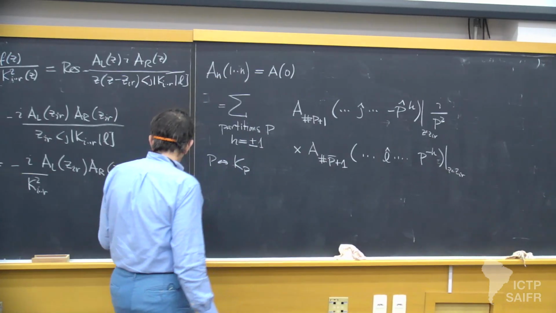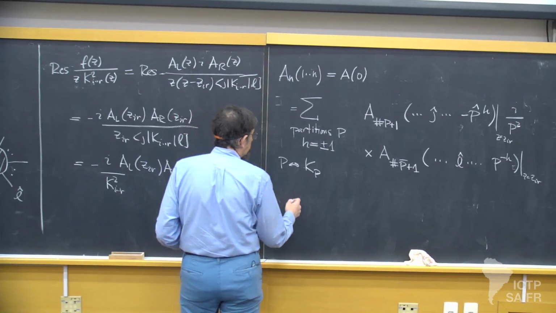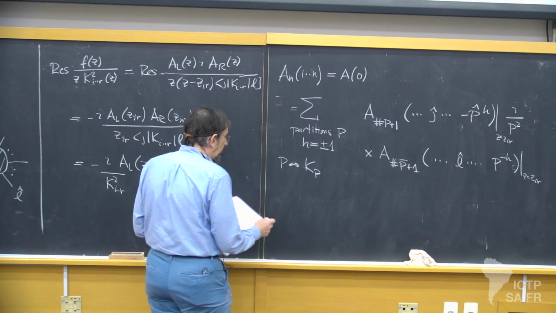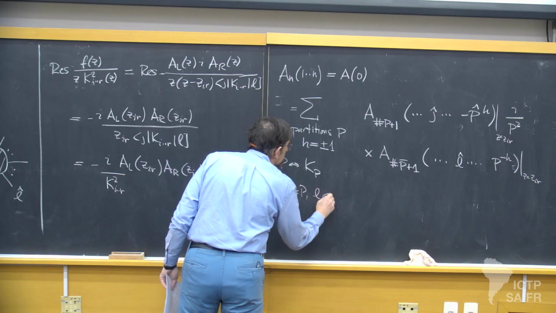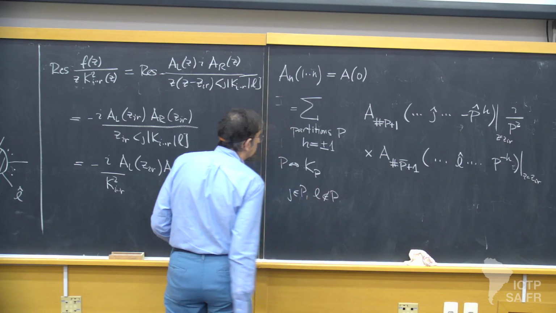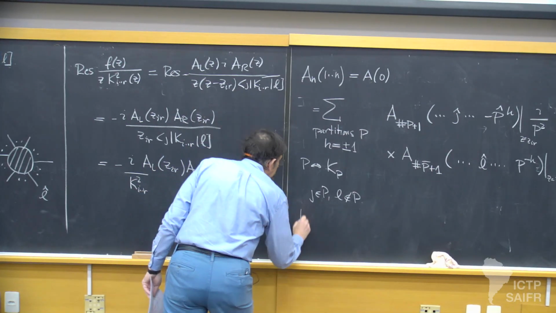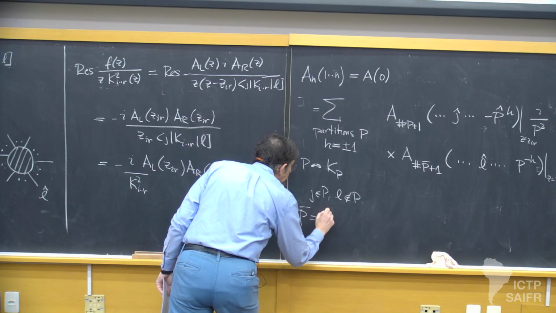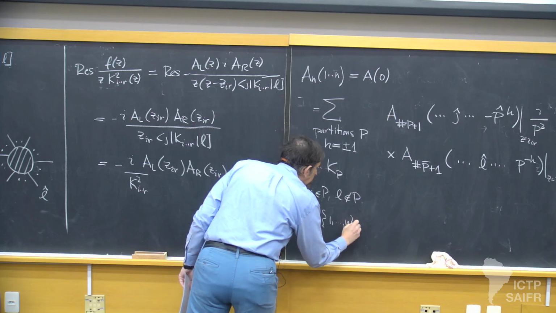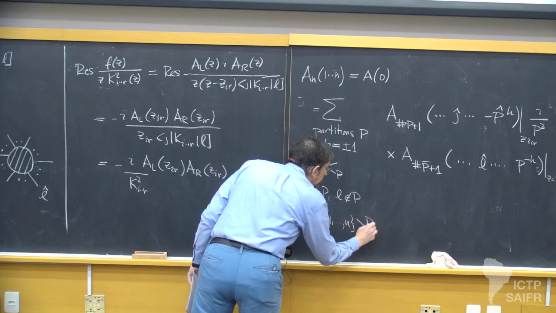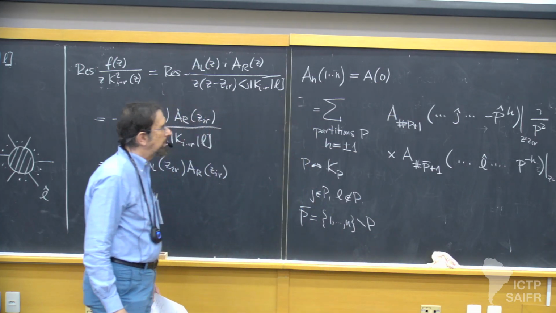So the partitions here are partitions such that J is in the partition and L is not in the partition. And of course, the complement of the partition is just the full set of legs, removing the legs that are in the set P.